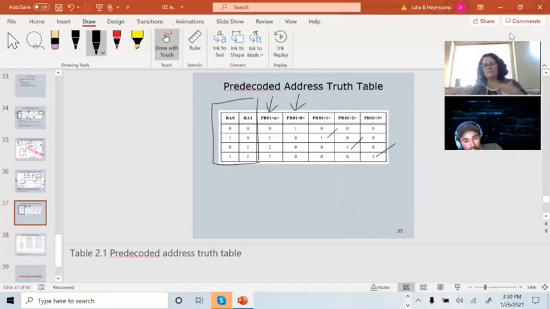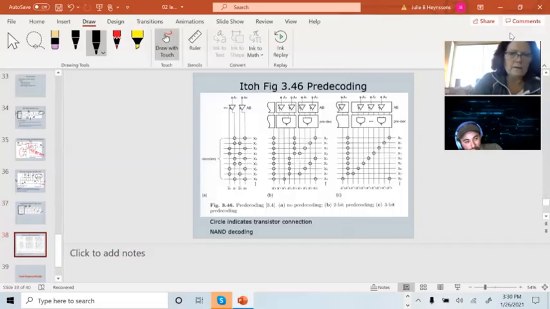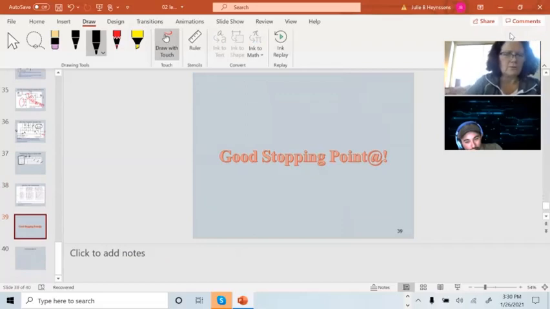I have reduced the number of routing lines that I have to route all the way through the chip by doing this decode hierarchy. And we'll talk about that more, and I'm almost done. There are better ways to describe that, and we are done.